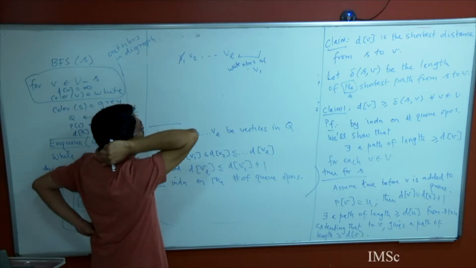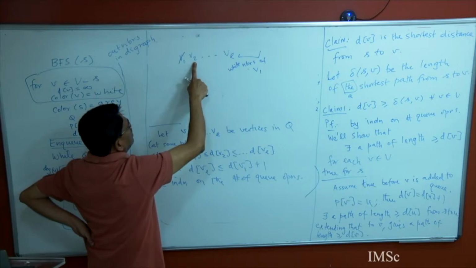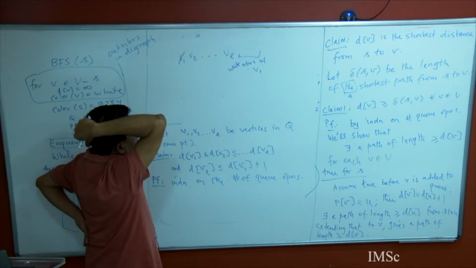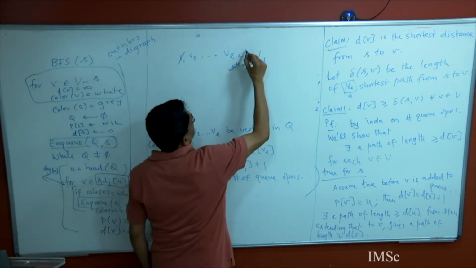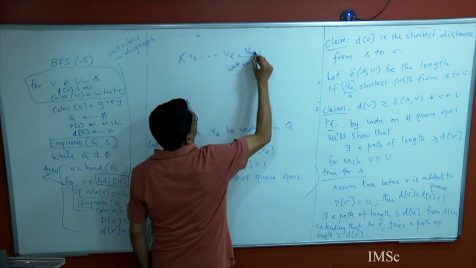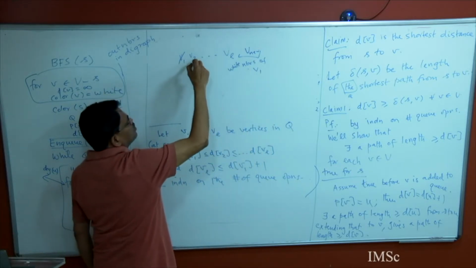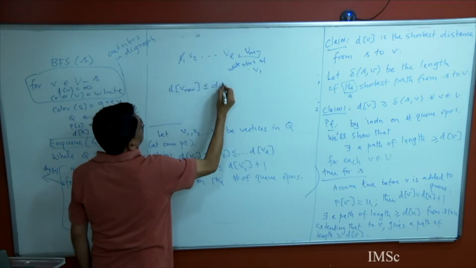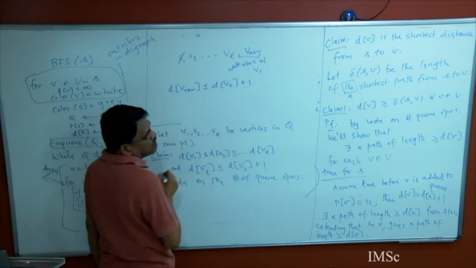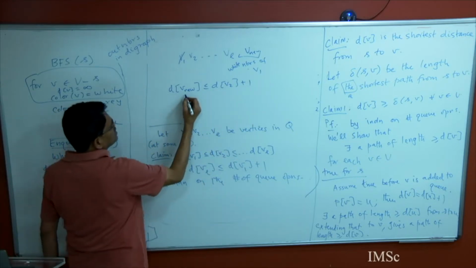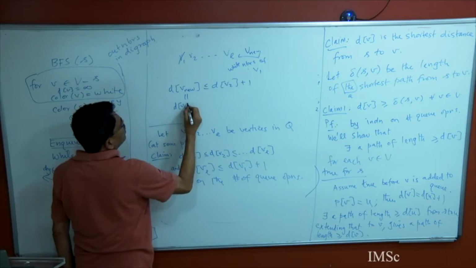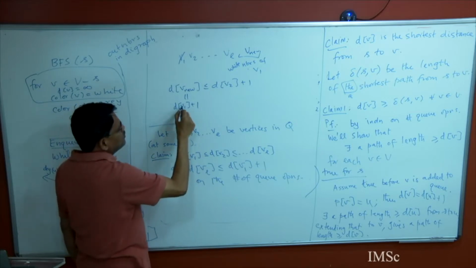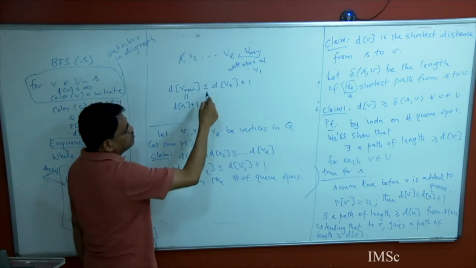But again, it should be obvious. I want to show that whatever I add, let's say V new, its distance is at most d of V2 plus 1. I need to show that. But I know what this is: this is exactly equal to d of V1 plus 1, right? Because when I add them, their distance is exactly this plus 1. And we know that d of V1 is less than or equal to d of V2. So this follows.